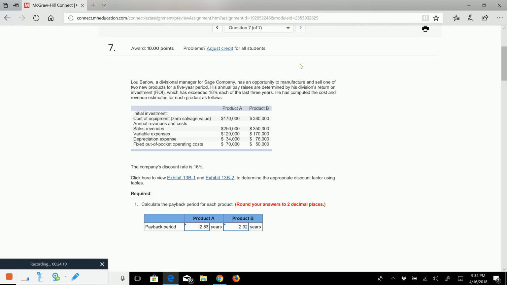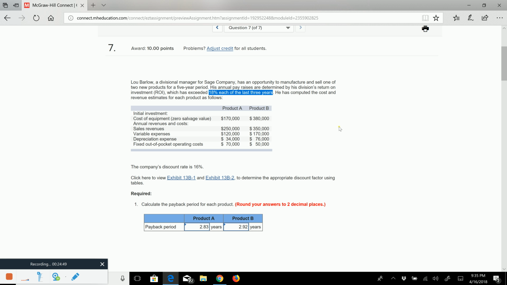And the last homework problem, we're actually going to take a look at a whole bunch of different analyses. We have a company, a Sage company, and Lou Barlow, he's a divisional manager. He has an opportunity to manufacture and sell one of 2 new products for a 5-year period. Now here's the problem. His annual pay raise is determined by his division's ROI, which we learned in a prior class. His ROI in the past has exceeded 18% each of the last 3 years. So that's a little background information.